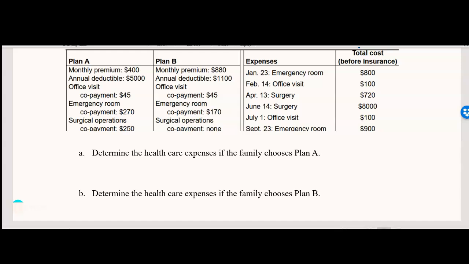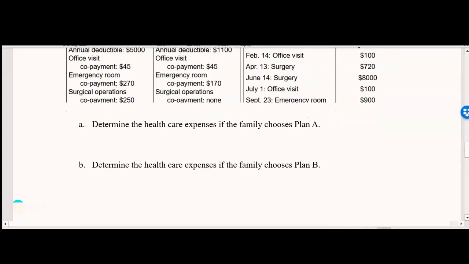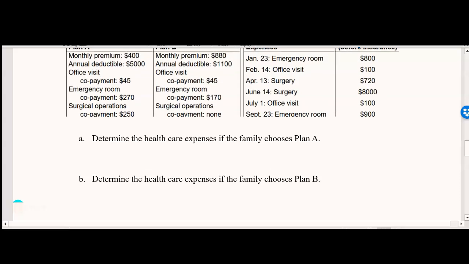First question, we want to determine the health care expenses if the family chose Plan A. All right, Plan A, we're looking at a few things. Okay, let me explain how this is going to work. We're going to look at what these costs were, but if we use the insurance, what would they have paid? And I'm going to just go right in order from January down to September.